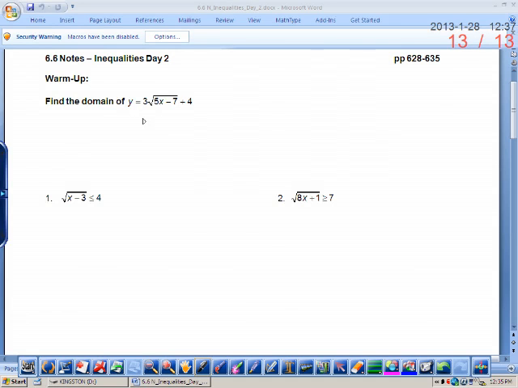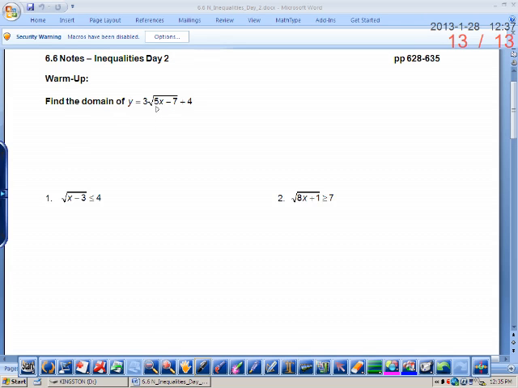Did this back in the first week of school, and you don't need to graph this in order to find this out. In fact, I want you to do it without graphing. Remember that domain means the x values for which the function is defined. So you're thinking about when is the square root going to be defined? So what do we have to think about?